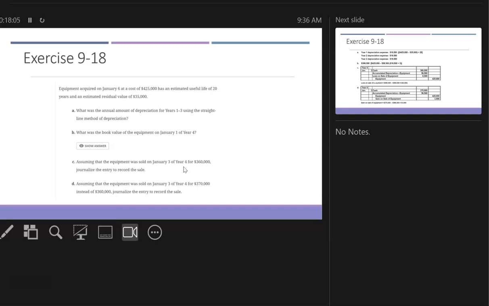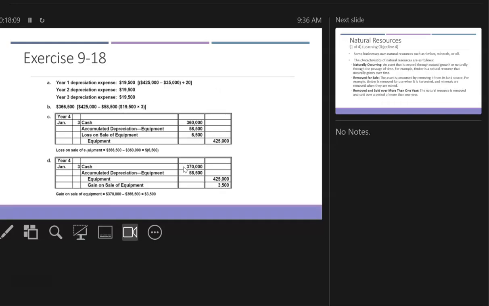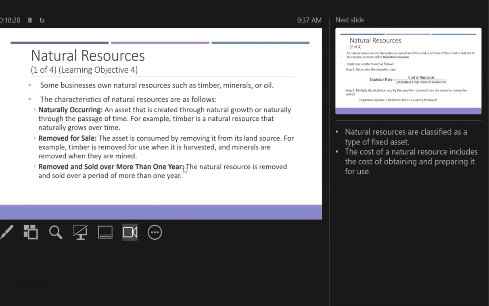Same thing here. Depending on a gain or a loss, if you sold it for $360,000, in this specific exercise, you would have a loss. But if you sold it for $370,000, there would be a gain here. Your debits have to equal your credits.